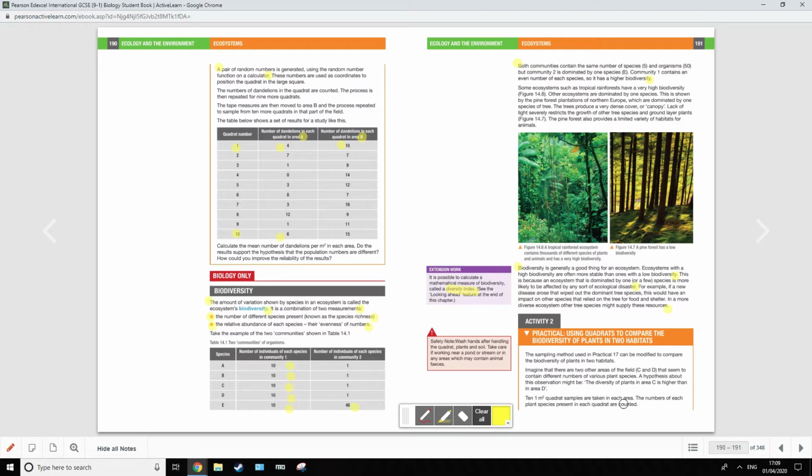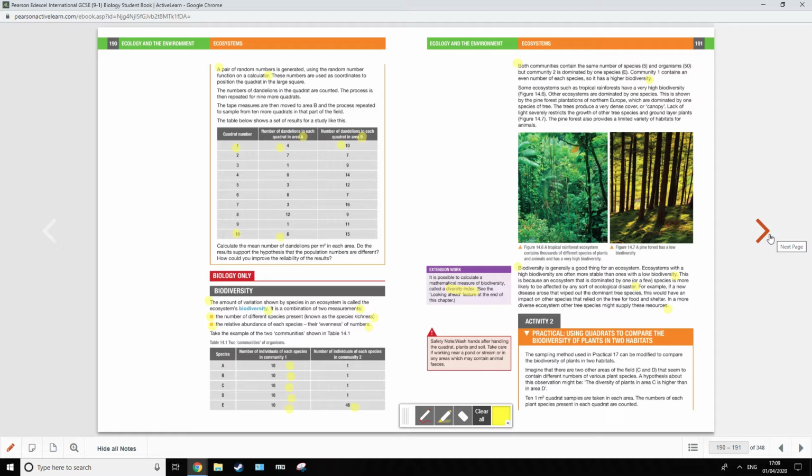1 meter squared quadrants are sampled in each area. The numbers of each plant species present in each quadrant are counted. So data may be similar to this at the end of the study. You will take 10 one meter squared quadrants in each area. You use the same random sampling method.